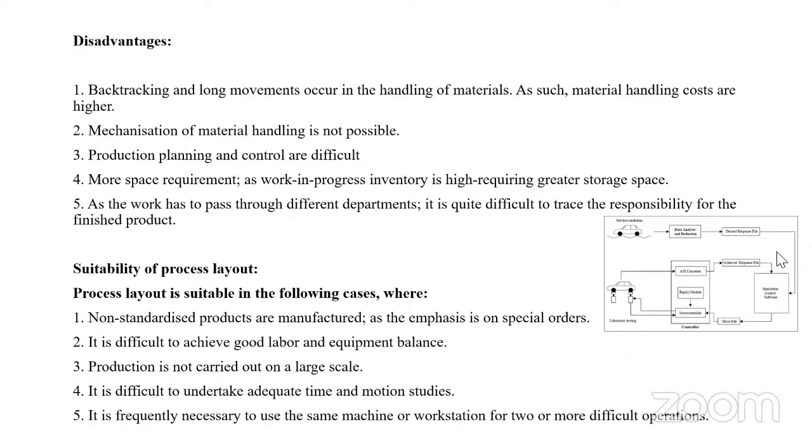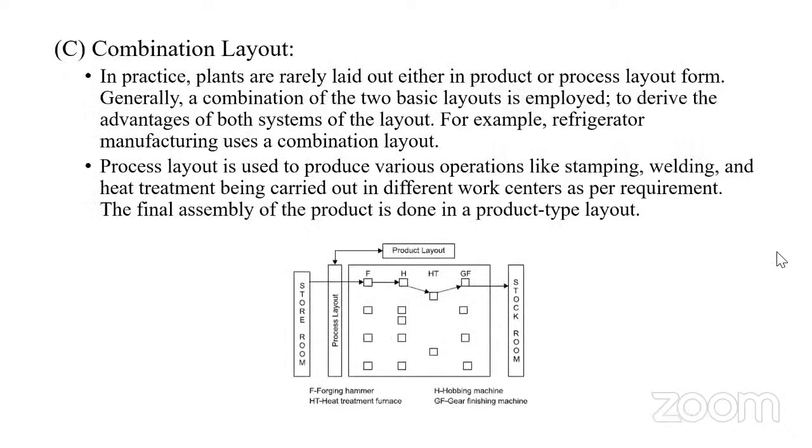Suitability of process layout. Process layout is suitable in the following cases: where non-standardized products are manufactured, as the emphasis is on special orders. It is difficult to achieve good labor and equipment balance. Production is not carried out on a large scale. It is difficult to undertake adequate time and motion studies. It is frequently necessary to use the same machine or workstation for two or more difficult operations.